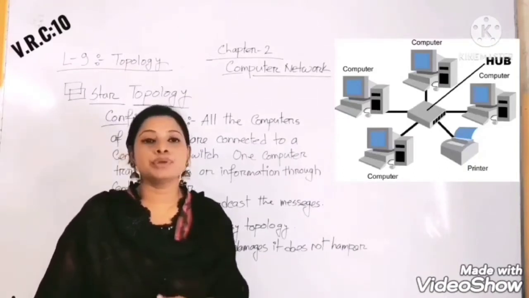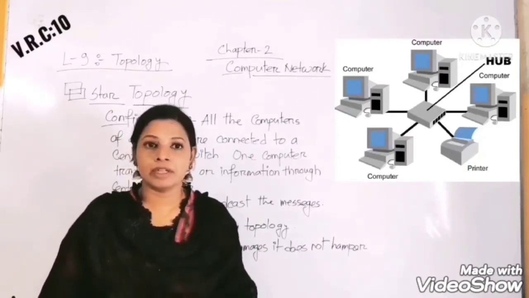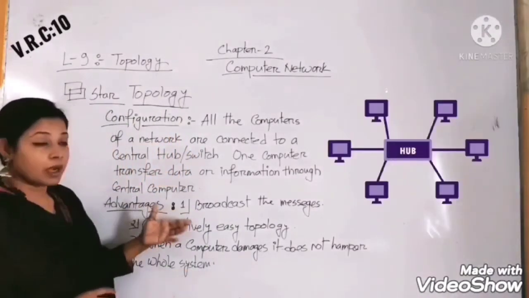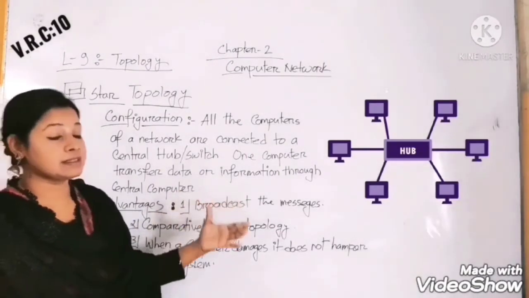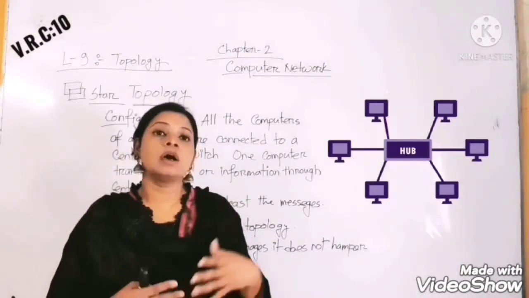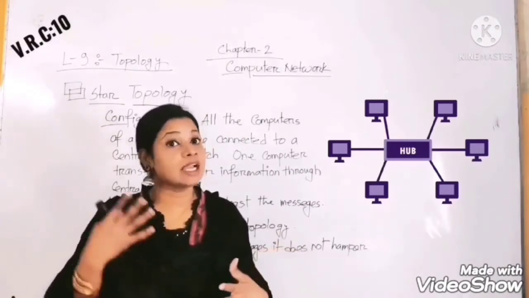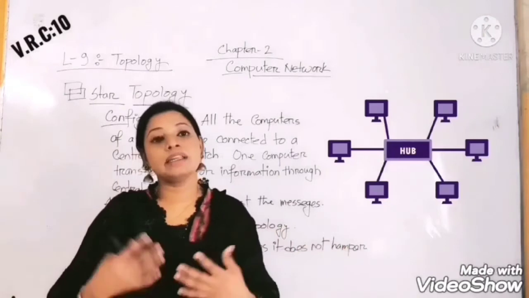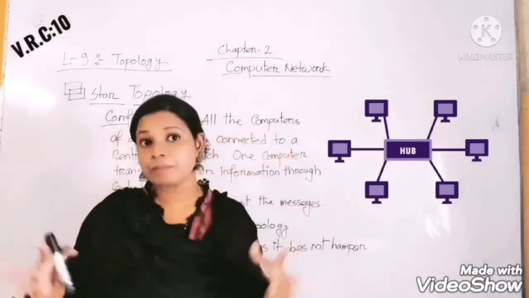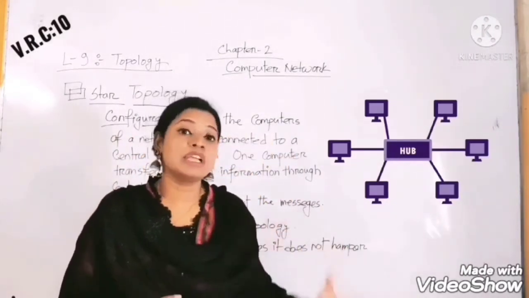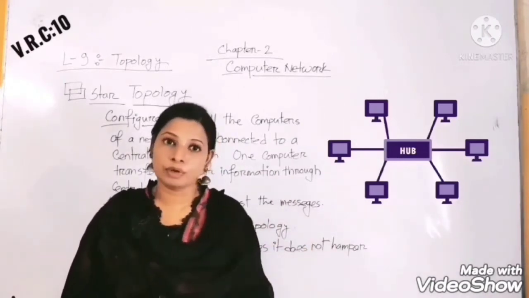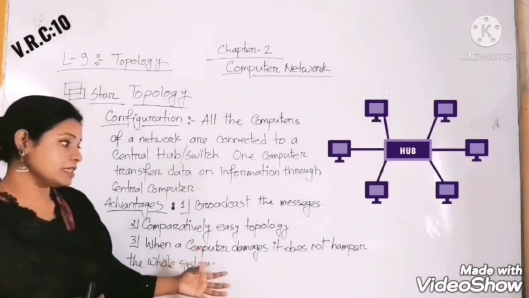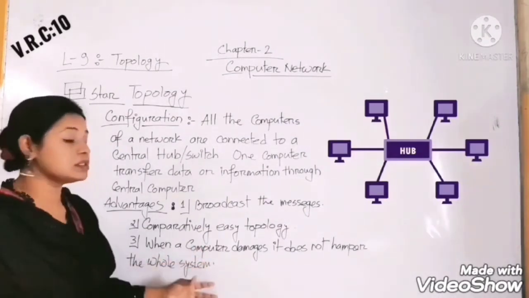Now, I want to show you the advantages. What are the advantages of this topology? Number 1, it broadcasts the message through the central hub or switch. Already I told you. Number 2, it is a comparatively easy topology. Yes, why is it an easy topology? Because the setup of this topology is much easier than other topologies. Then number 3, when a computer is damaged, it doesn't hamper the whole system.